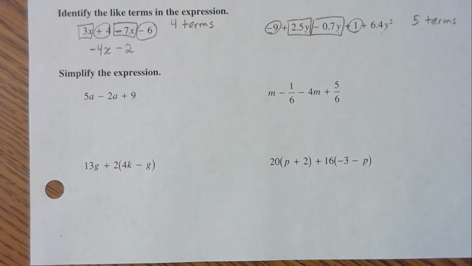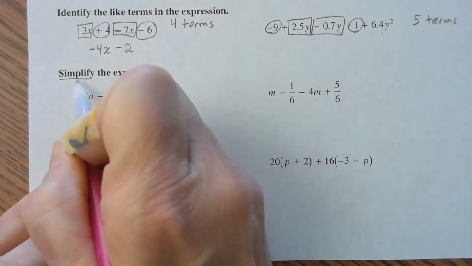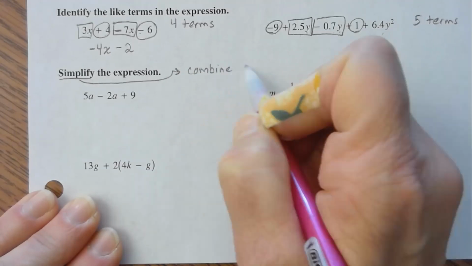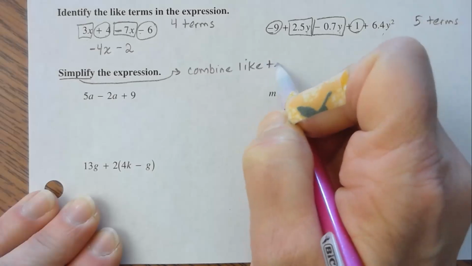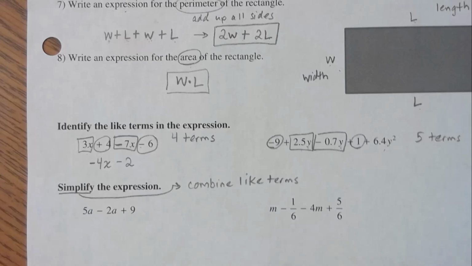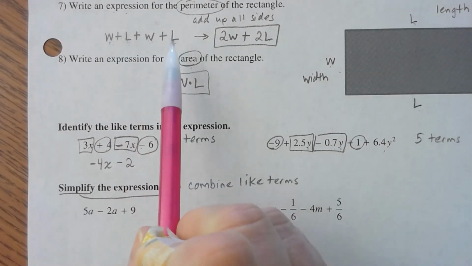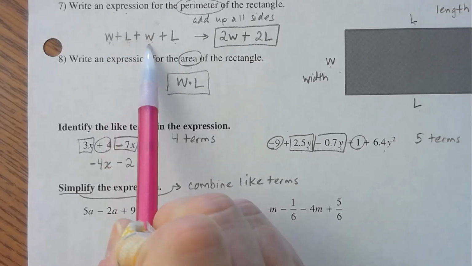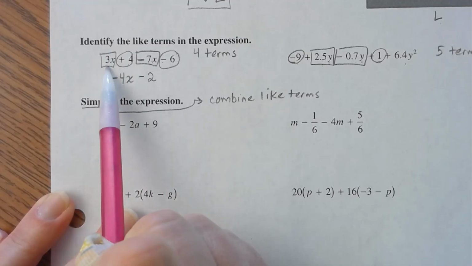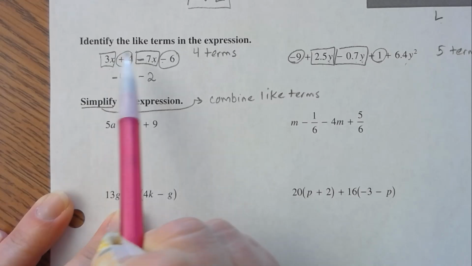Now we're going to simplify the expression. So simplify means combine like terms. We've already seen this. On the perimeter, W plus L plus W plus L, we combined the like terms. W plus W is 2W. We did that here also. 3x minus 7x is negative 4x. We combine the like terms.